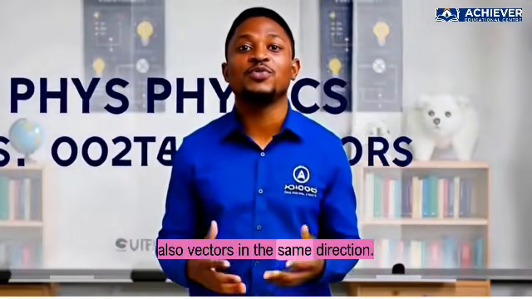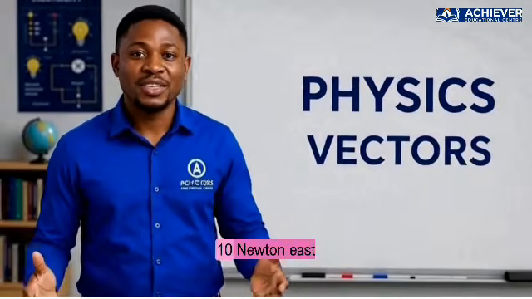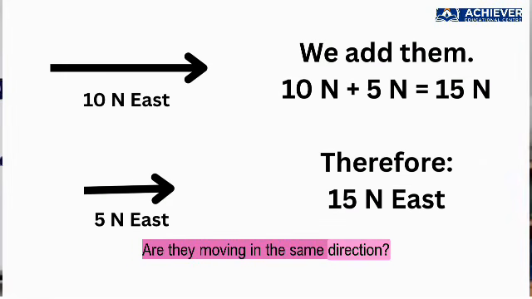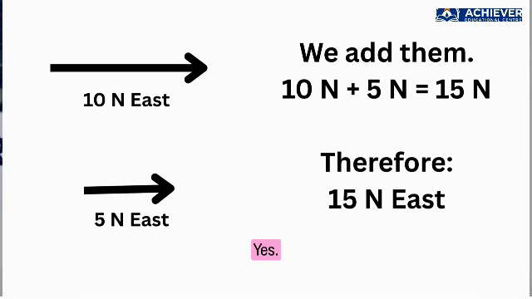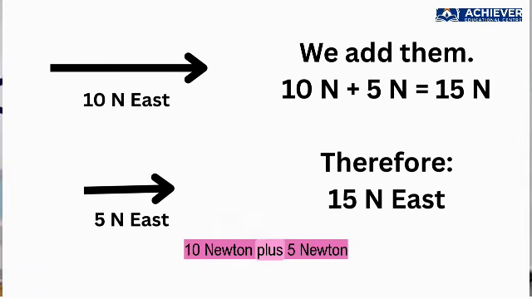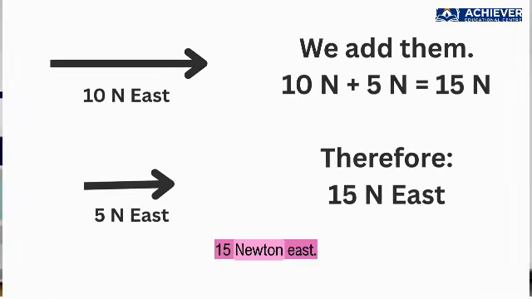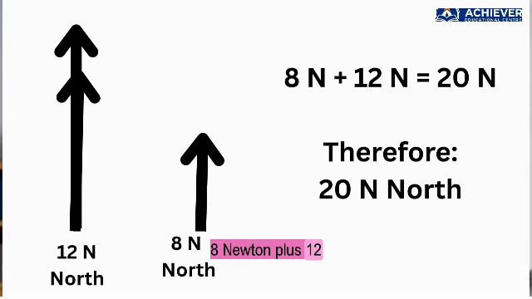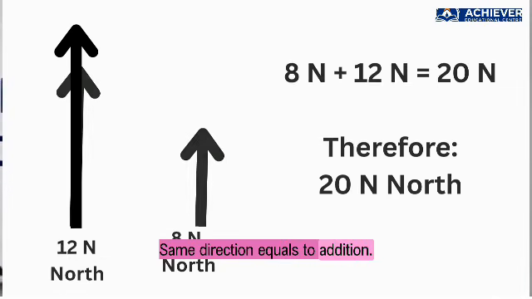We also look at vectors in the same direction. Now let's say we have 10 Newton east and 5 Newton east. Are they moving in the same direction? Yes. So what do we do? We add them. 10 Newton plus 5 Newton equals 15 Newton. Therefore, 15 Newton east. Another example, 8 Newton north plus 12 Newton north. Since they are in the same direction, 8 Newton plus 12 Newton equals 20 Newton, so 20 Newton north. So remember, same direction equals addition.